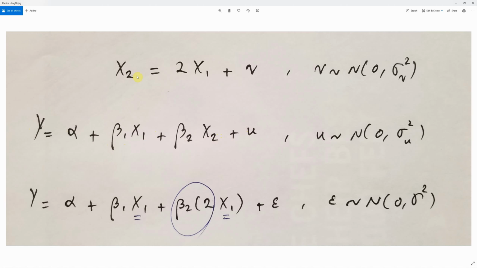If we substitute what x2 means by the first equation into the second equation, we will get the third one, which is y equals alpha plus beta 1 x1 plus beta 2 multiplied by 2x1 plus a new error term. Now, as we see in the third equation, we have beta 1 x1, and in the second term, we have x1 as well.